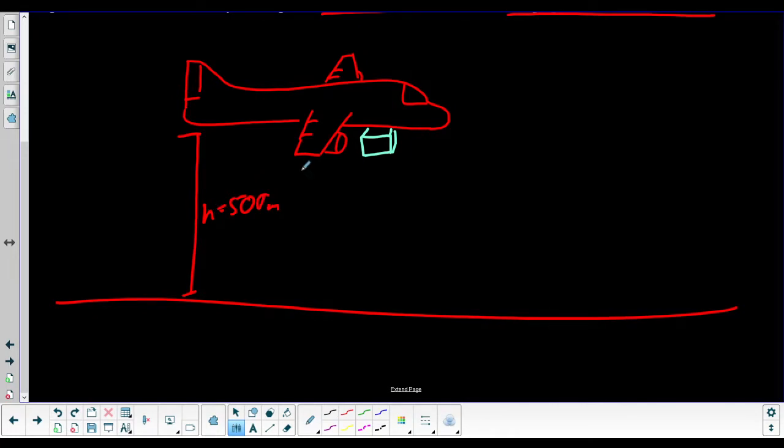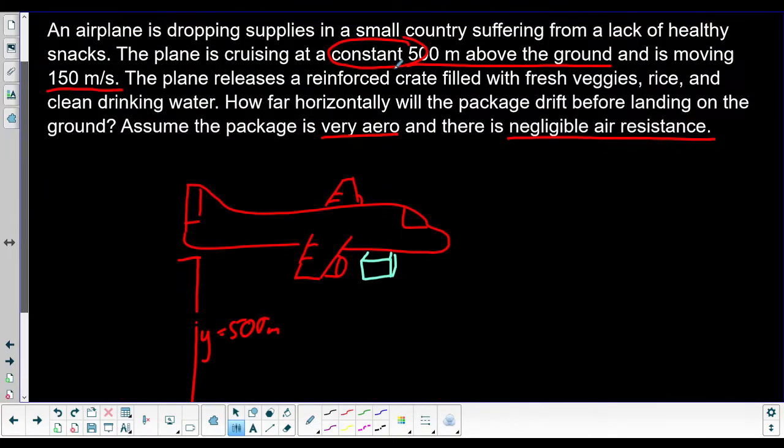Okay. And actually, maybe I don't want to use height. Height is a good variable to use in like math and stuff. But in physics, we really want to make sure we're keeping y's and x's separate. So I'm going to use y here. So our y is 500 meters. They also tell us that it's at a constant height. So this thing is cruising perfectly horizontal and it's moving at 150 meters per second. So that can be our velocity initial. Velocity initial equals 150 meters per second.